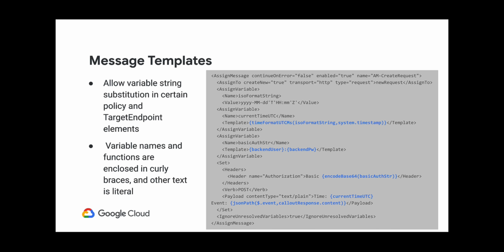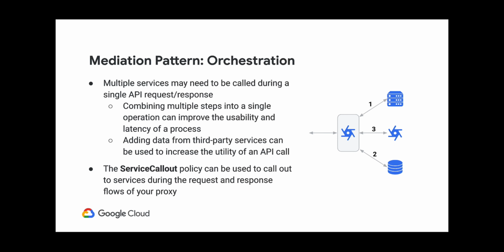To make the assign message policy even more dynamic, you can use what's called message templates. These allow you to embed variable names which are enclosed in curly braces and even call built-in functions within policy configurations and target endpoint elements. This enables you to perform tasks like base64 encoding, time formatting, and even JSON path to manipulate data on the fly.